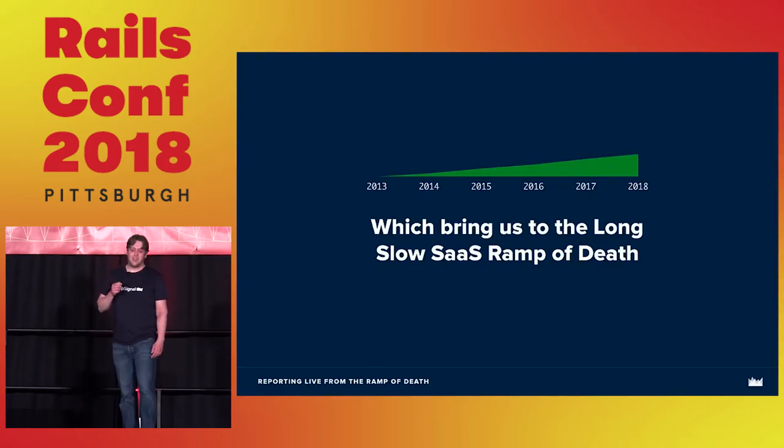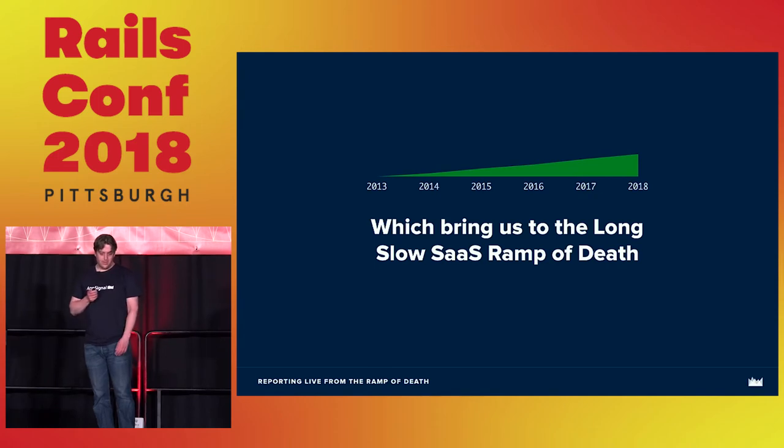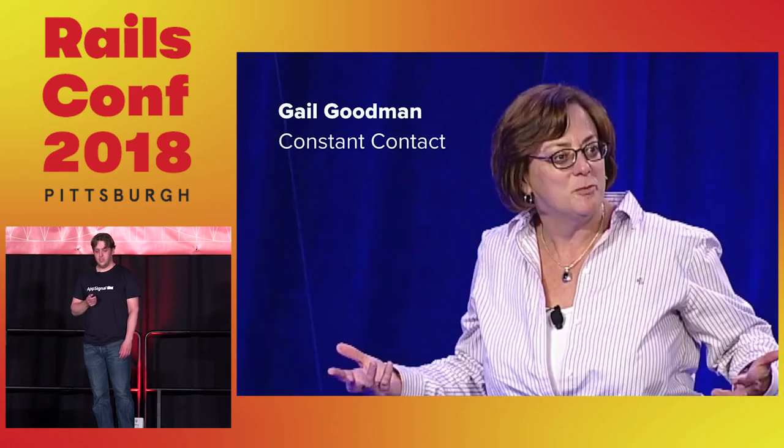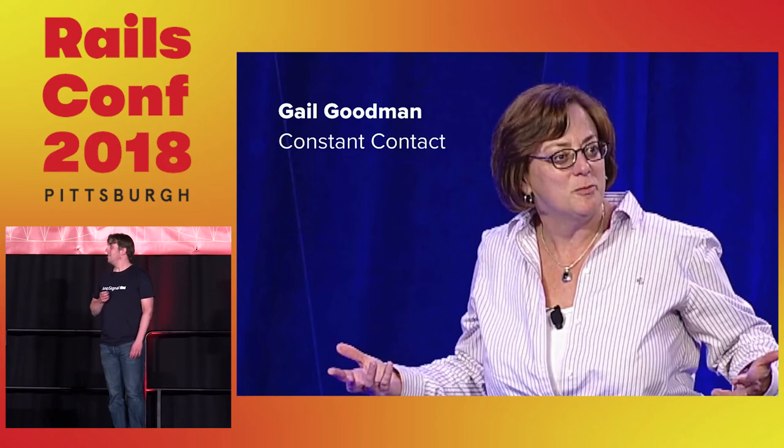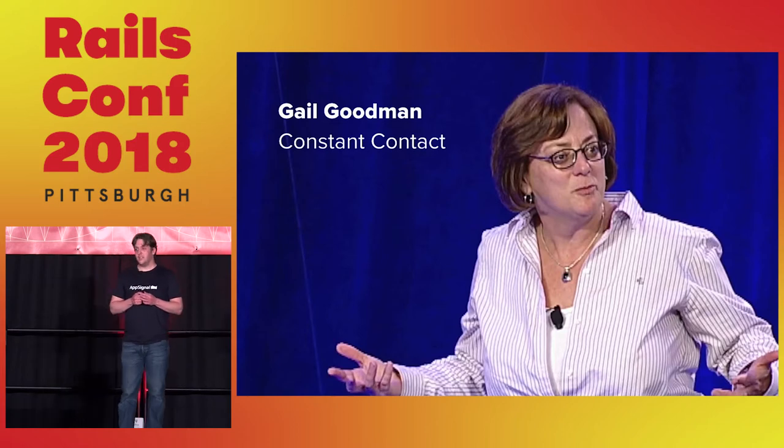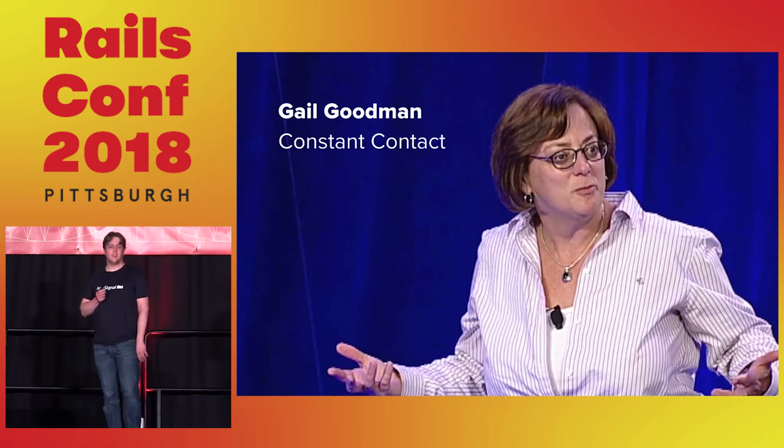So now we're finally arriving at the actual topic of the talk, the long, slow SaaS ramp of death. This is the woman who came up with this concept. She is the CEO of Constant Contact, which is an email mailing list delivery software-as-a-service platform. They started out basically like MailChimp, which you're probably more familiar with. And they started out in the 90s where you still had to do your own credit card processing and build out a lot of stuff, you know, buy servers from Sun. You know, she's seen it all.